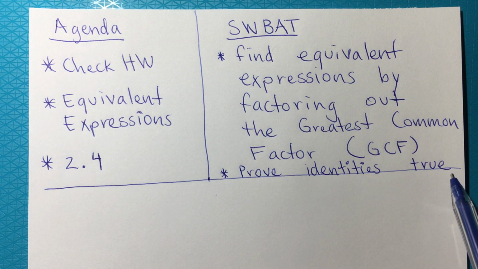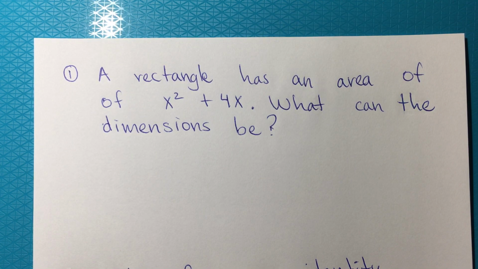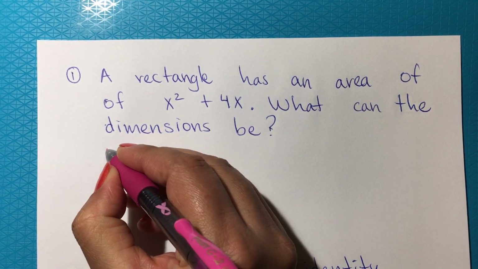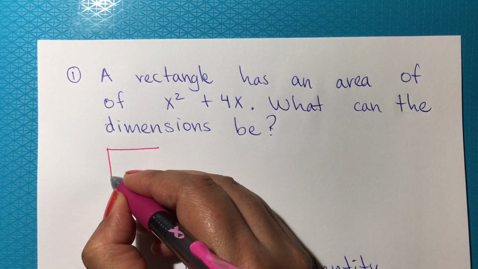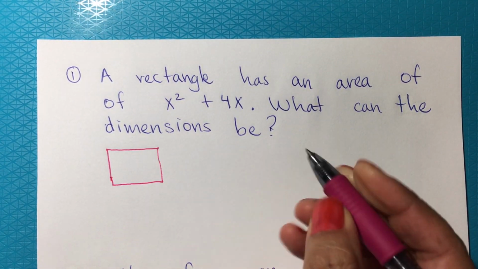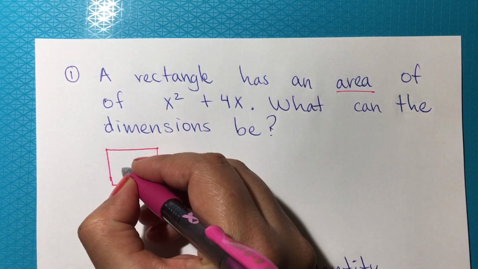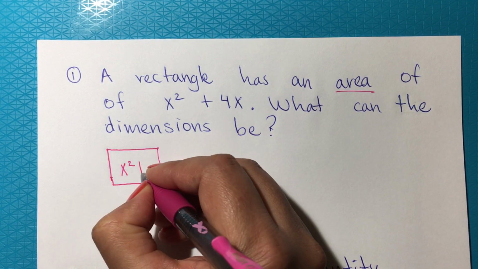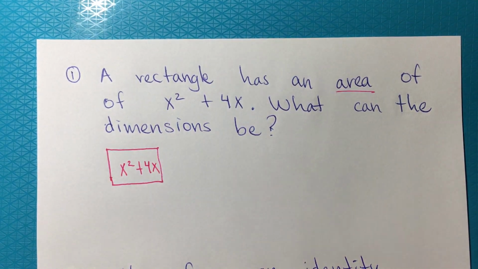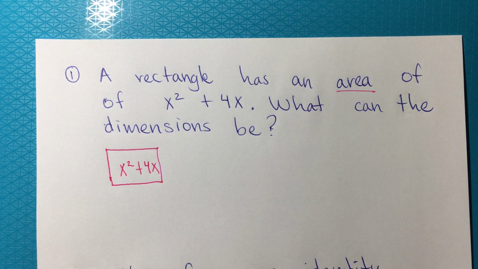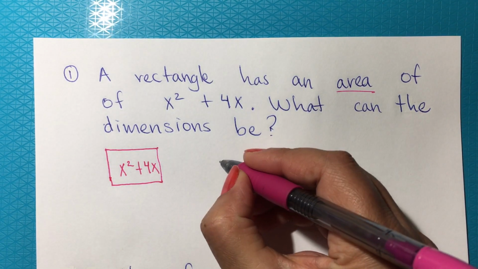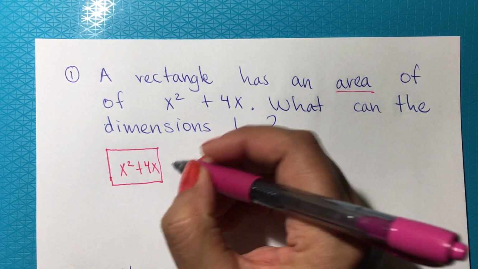prove identities true. So in here it says a rectangle has an area of x squared plus 4x. What can the dimensions be? And so if we start drawing a rectangle, what it's saying is that the area is x squared plus 4x. And so in here, what we really need to do is to find the dimensions.